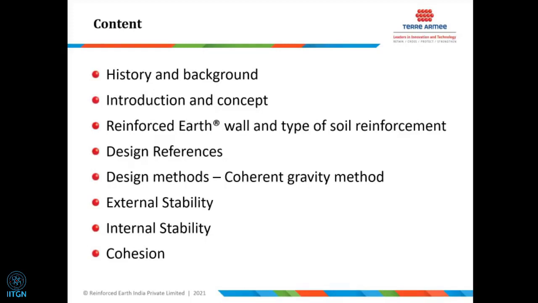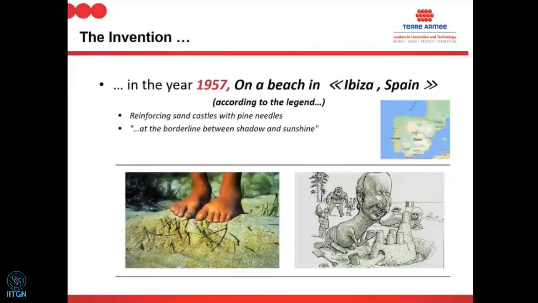External stability, then I'll go into the internal stability, and that's the geotechnical problem. The last part is the conclusion. I'll just give a small rebriefing.